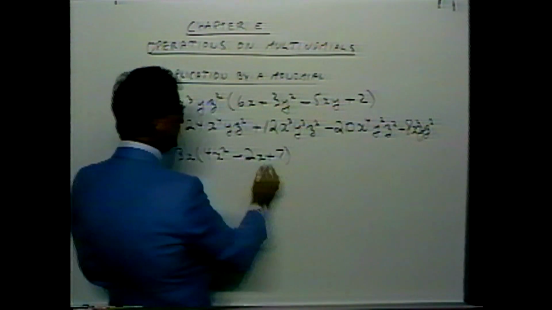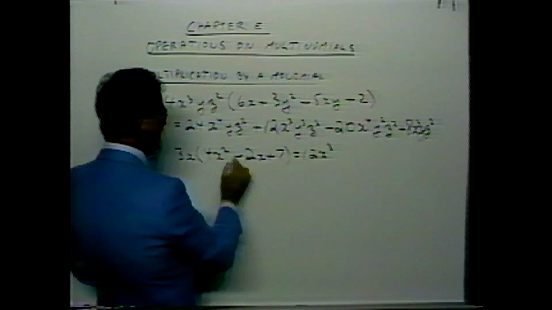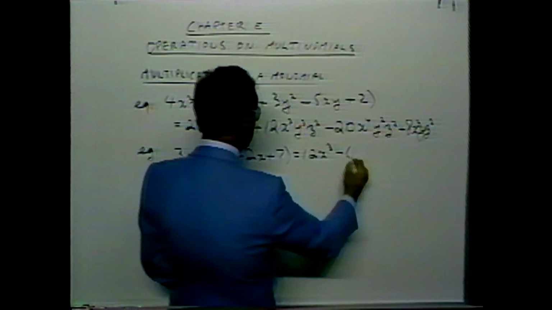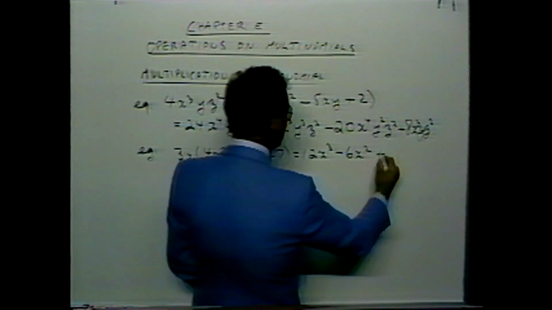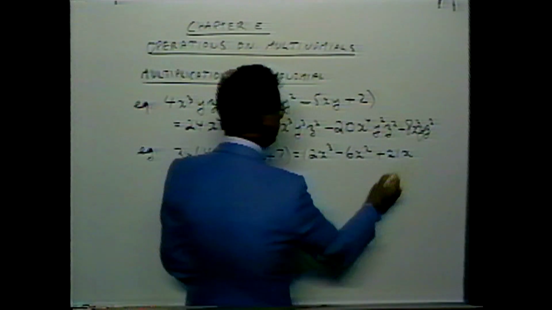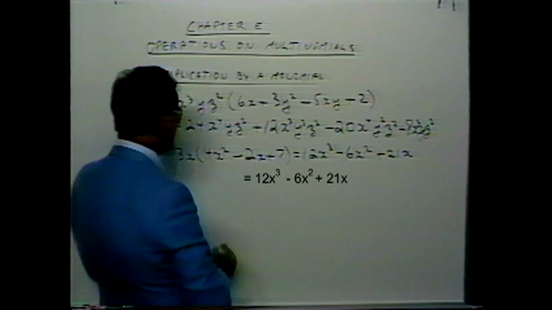3x times 4x squared is equal to 12x cubed. 3x times this amount is minus 6x squared, and 3x by 7 is plus 21x. Here's another example.